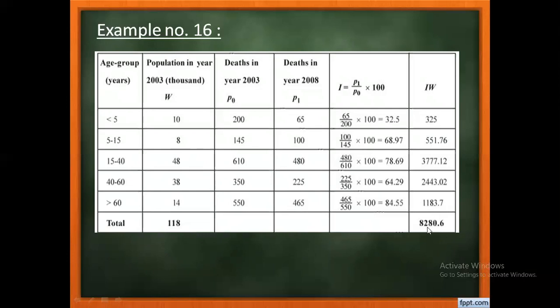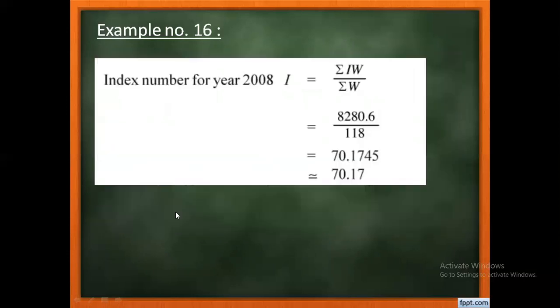In the formula, two things we require: sigma IW, which is 8280.6, and sigma W, which is 118. Okay, let's put in the formula. So the weighted index number for 2008 is sigma IW upon sigma W, 8280.6 divided by 118. It comes to 70.17.